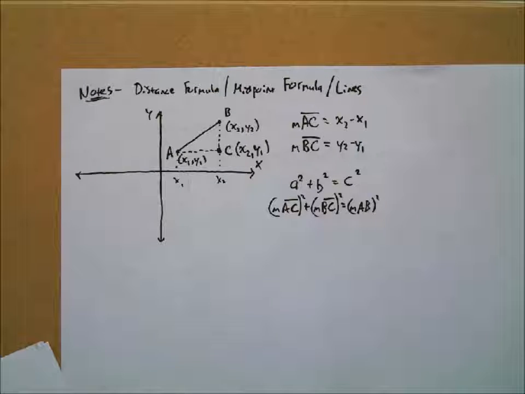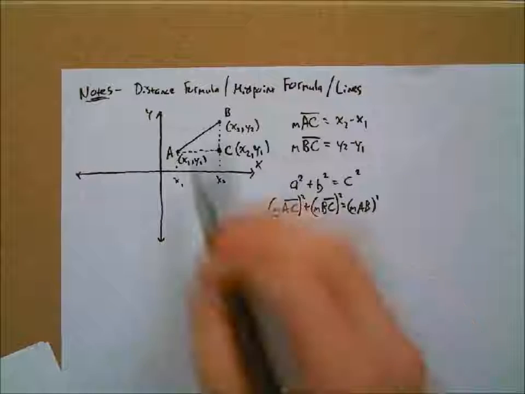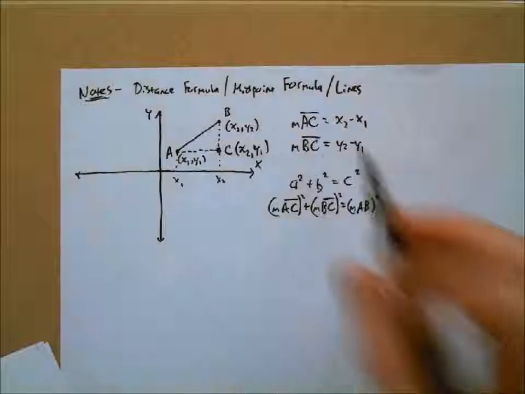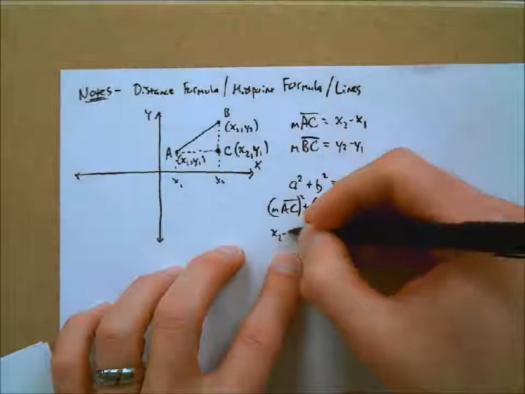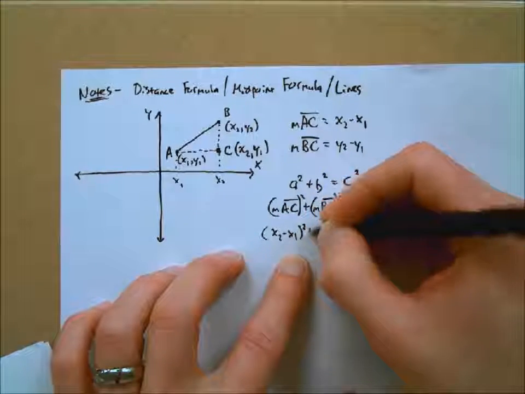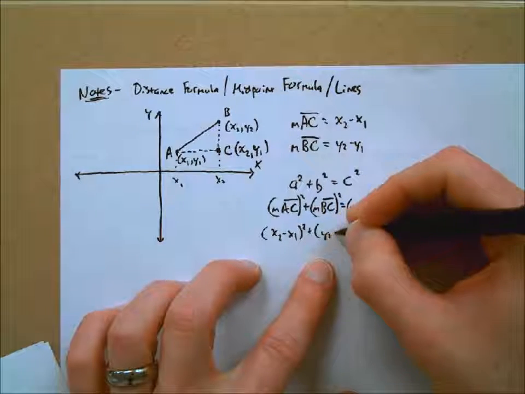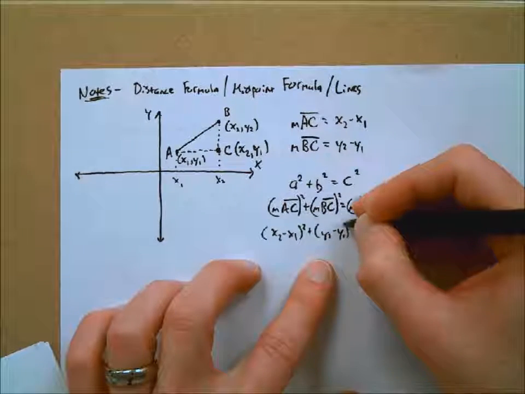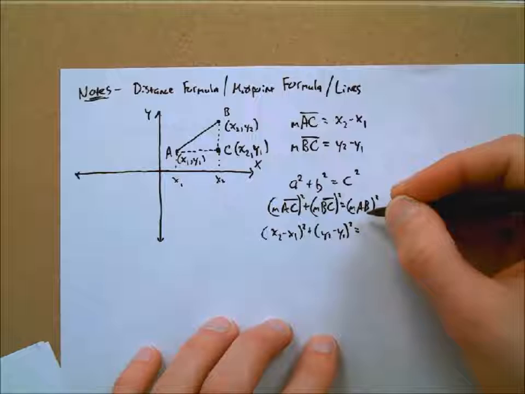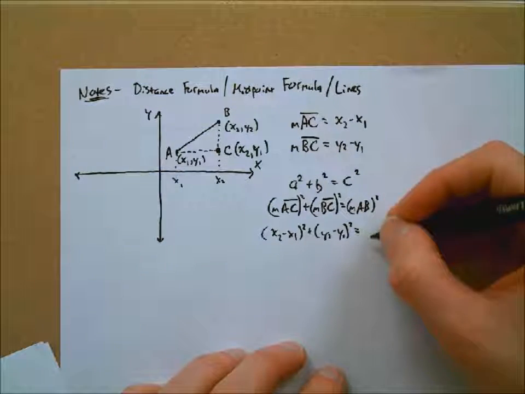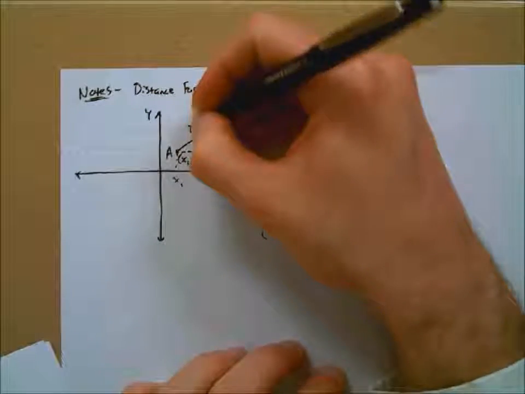But of course, we have an expression for this situation. We know what the measure of AC is. It's going to be x2 minus x1. And then BC will be y2 minus y1. And then the measure of AB, well, that's what we're trying to find, okay? And we'll just go ahead and call that the distance, right? D.